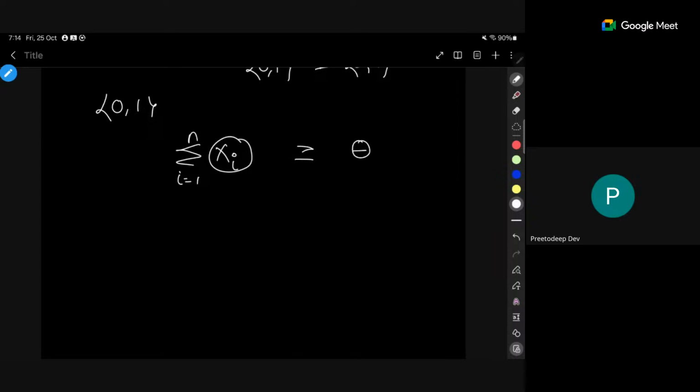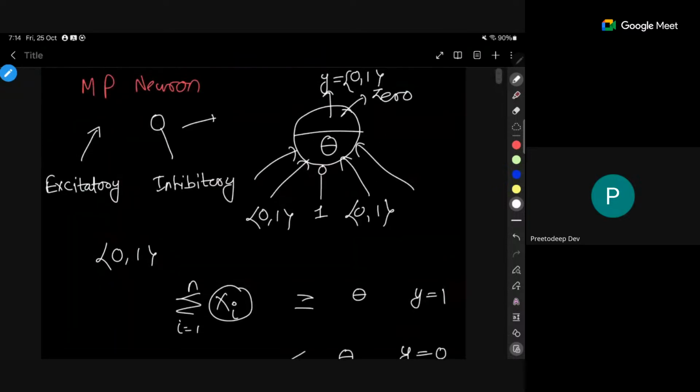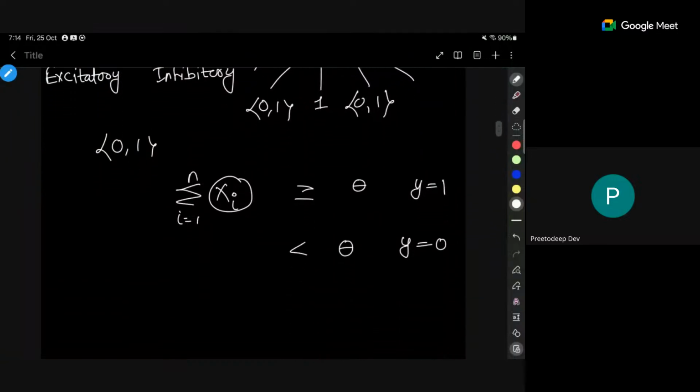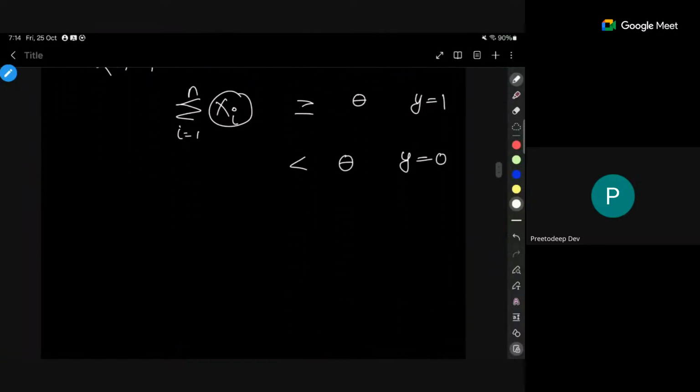We can keep some threshold and say that at or above this threshold, the MP neuron will give output 1, and if it is less than theta, the output is going to be 0. So if all of them are excitatory inputs, you add them up and then figure out the theta.